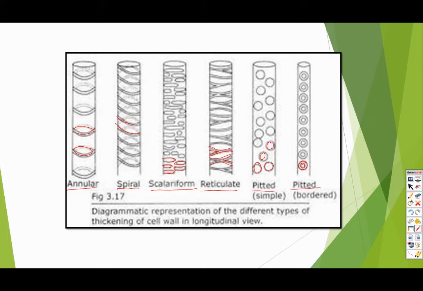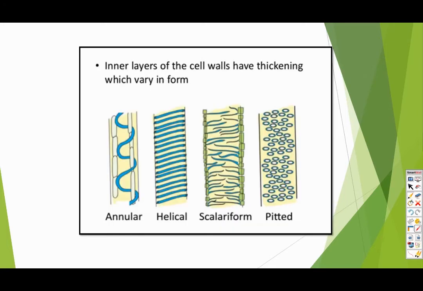Moving on to the next one, the inner layers of the cell walls have thickened, which varies. This one is actually not spiral or annular; it is helical, we can also call it. This is how it looks.